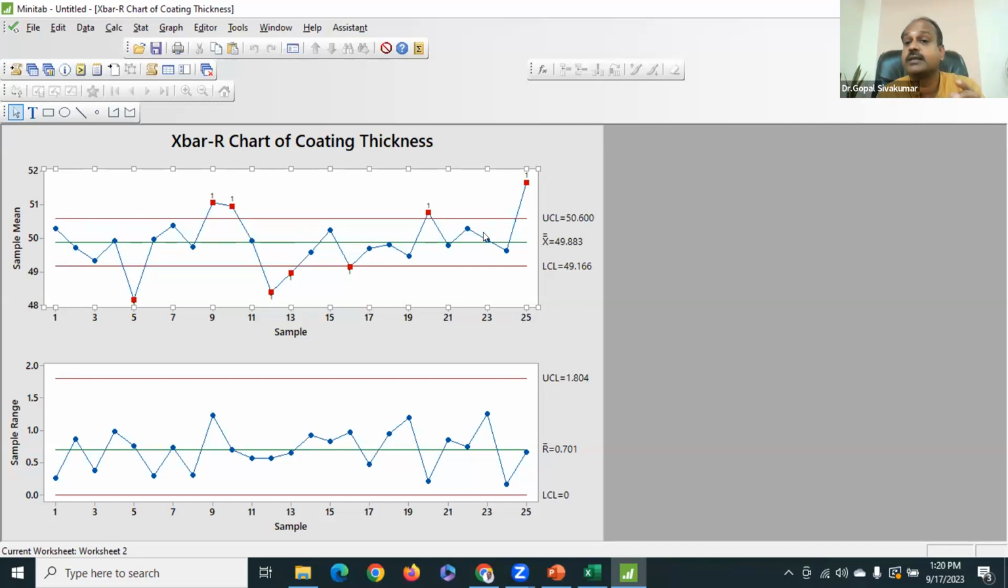This is called Shewhart theory of variability. If something is going beyond your control limit, it can happen only with a reason. Without a reason, it cannot happen. That is the belief. So this is how a control chart must be used. Hope you understood how to use the control chart. Am I correct? Yes, sir.